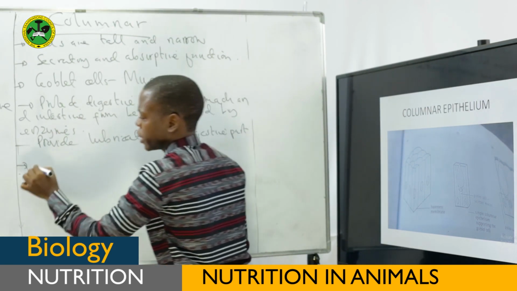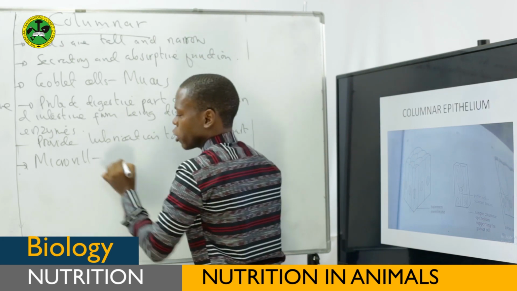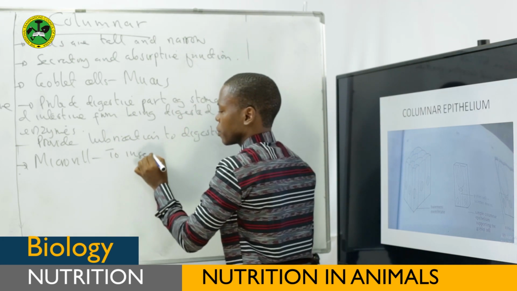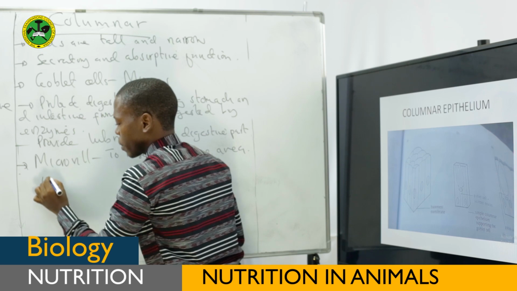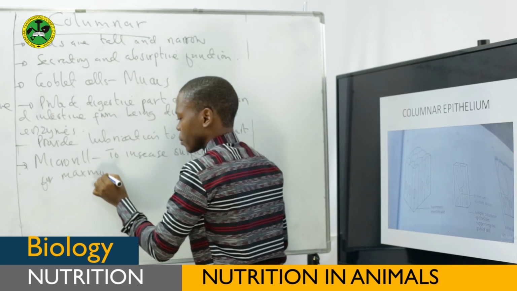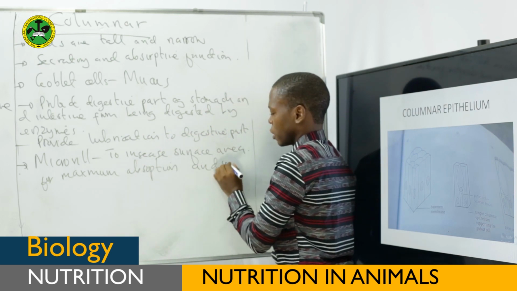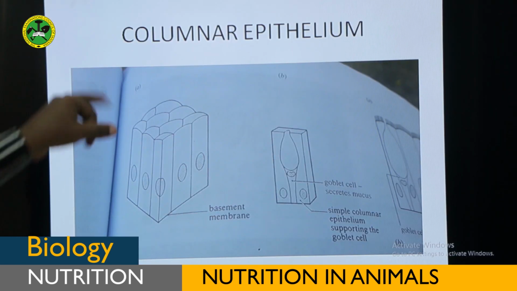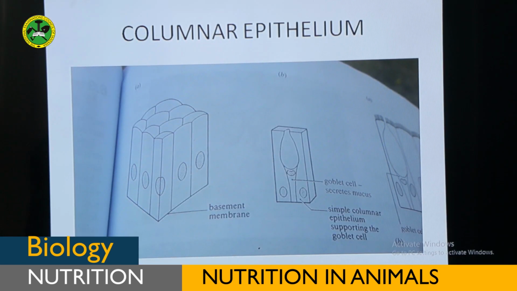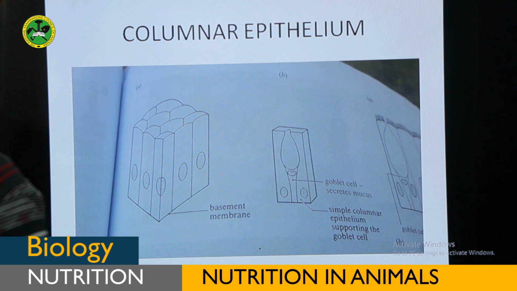Also, columnar epithelial cells have this brush border. We call it microvilli. The main function of microvilli is to increase surface area for maximum absorption and secretion. Okay? Therefore, this is the structure of the columnar epithelial cells. With the goblet cell, which secretes mucus, there are microvilli which increase the surface area to volume ratio for the process of secretion and absorption.